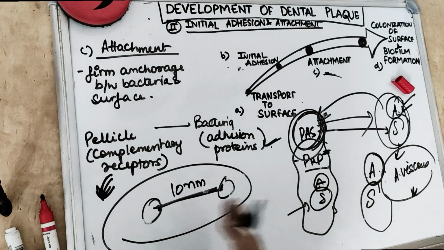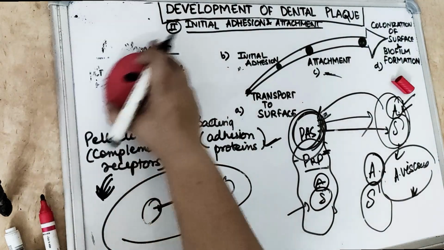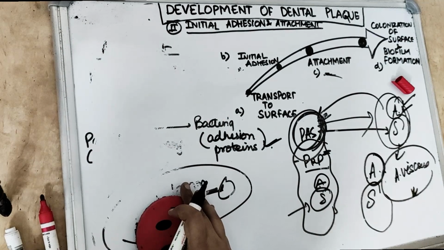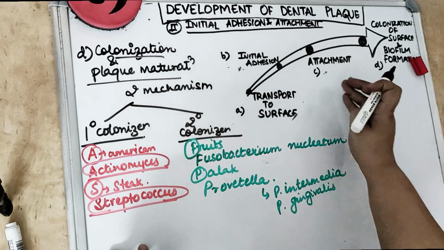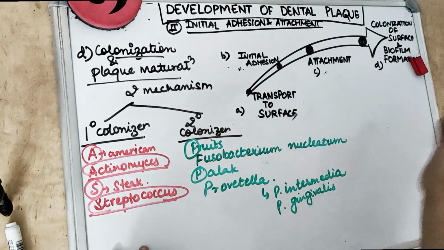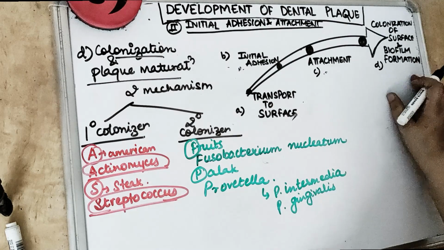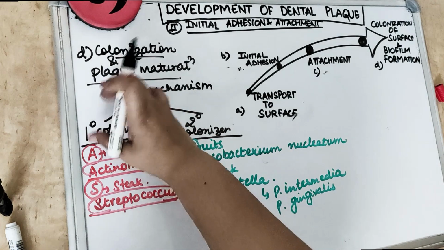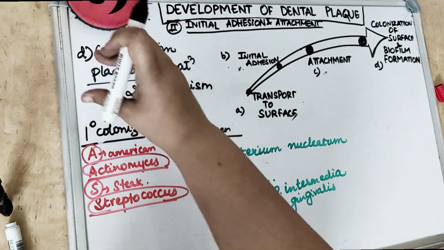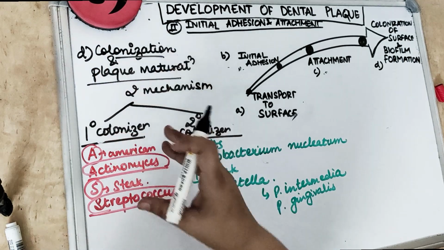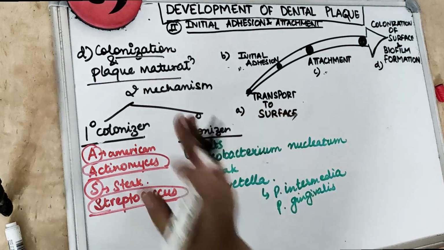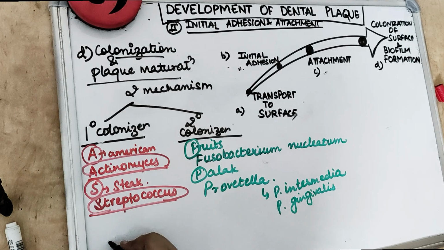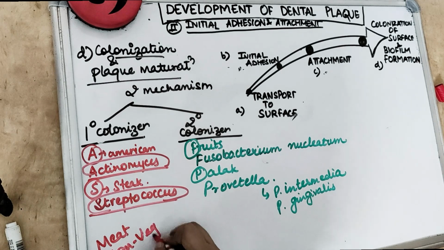Now talking about colonization and plaque maturation, which happens in two ways. Now that a person is infected with the coronavirus, the next step is colonization of the surface and biofilm formation. So it happens via two mechanisms. One is the primary colonizer: the person who went to the Wuhan market, bought the bat soup, ate the bat soup and got infected with the coronavirus. So primary colonizers are all the people who eat meat. All the people who are non-vegetarian are primary colonizers.